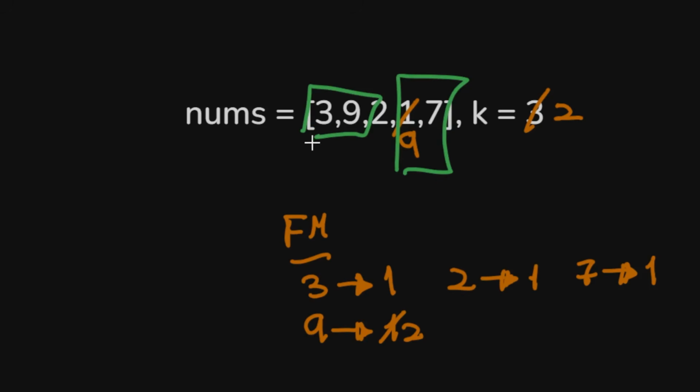We check what's the frequency of the leftmost element. We have it right here, it's a 1. So 3 could be the result. Then we check what's the frequency of the rightmost element. We have it here and it's a 1. So 7 could be the result. The final result in this scenario is the maximum between 3 and 7, which is 7.